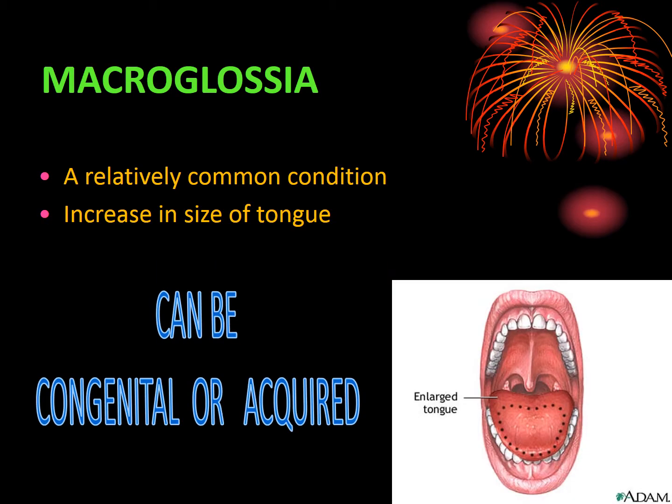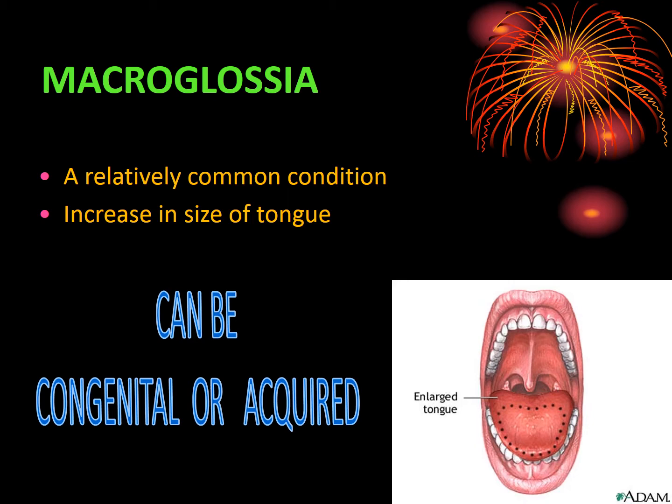So the next is macroglossia. What is macroglossia? Glossia means, as said before, tongue. Macro means large. So the increase in size of tongue is called macroglossia. This condition is relatively common when compared to the other anomalies. So this macroglossia can either be congenital or acquired. By birth, it can be macroglossia.